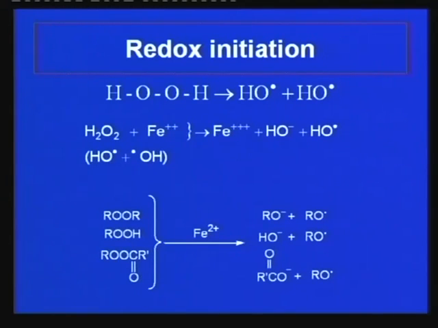Say if you take hydrogen peroxide and a ferrous salt, that produces an ion as well as a free radical. Because the hydrogen peroxide on homolytic decomposition forms two free radicals, and that interacts with the ferrous ion. So it will be oxidized to ferric, and an ion and a free radical will be produced. That free radical initiates polymerization, and that is done at very low temperature, at ambient temperature.